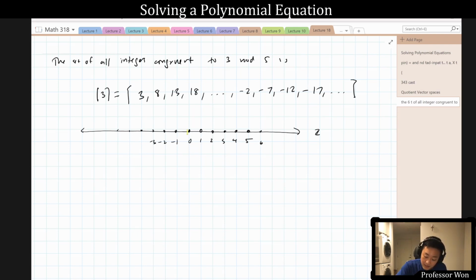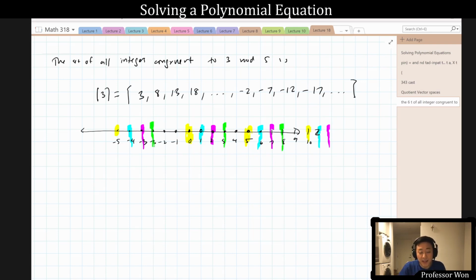So like 0 is in the same set as 5, is in the same set as 10, is in the same set as 15. Maybe I should draw a couple more dots then. So this is -5, -4, -3, 7, 8, 9, 10 over here. On the other hand, 1 is in the same set as 6, is in the same set as 11, is in the same set as -4, right? 2 is 7, -3, 12, 3 is 8, -3.